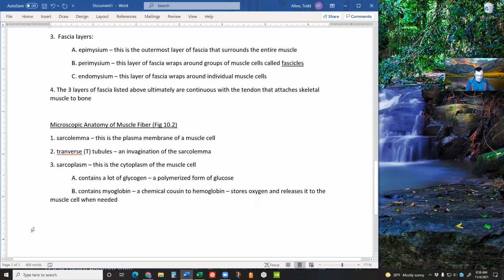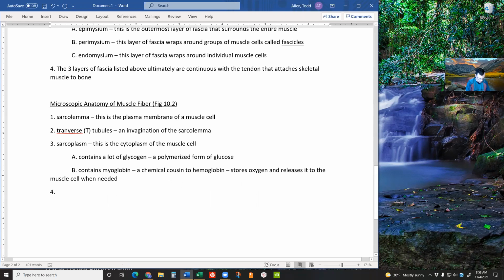Let's continue. Number 4, myofibrils. Okay, myofibrils, just take a look at that. You can see the myofibril in figure 10.2. Probably the best image of the myofibril, arguably, would be panel C at the bottom. Look in the upper right corner of panel C and see the term myofibril. Folks, a myofibril is a contractile organelle.